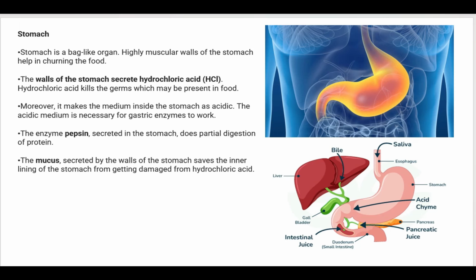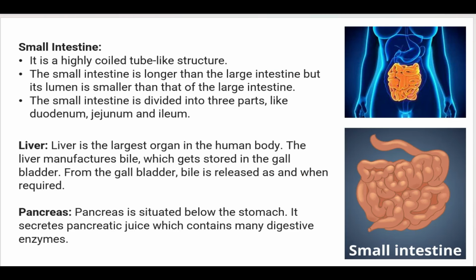So if you see here, the food moves through the esophagus into the stomach. Here, when it exits, we have a part which is known as the duodenum. So when it enters the small intestine, it will enter through the duodenum. Okay, so now it is entering into the small intestine.